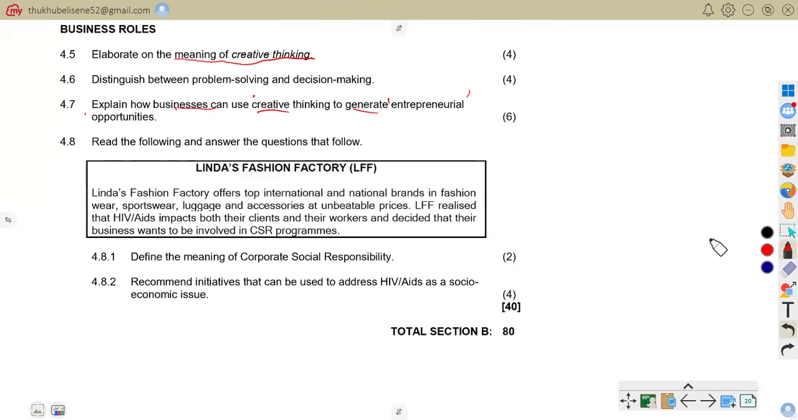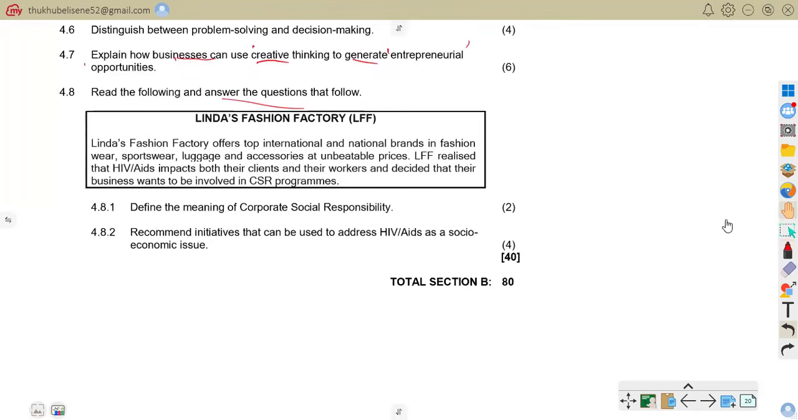So now let us move on to question 4.8. So 4.8 takes us to the scenario. Read the following and answer the questions that follow. So we have Linda's Fashion Factory. Linda's Fashion Factory offers top international and national brands in fashion wear, sportswear, luggage, and accessories at unbeatable prices. Linda's Fashion Factory realized that HIV and AIDS impacts both their clients and their workers, and decided that their business wants to be involved in CSR programs.